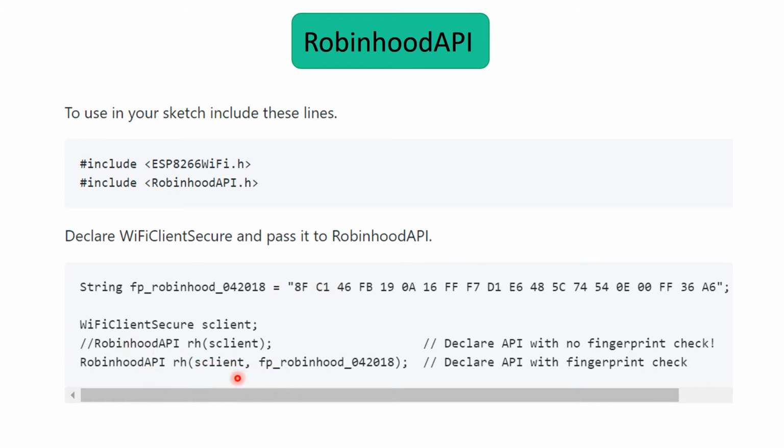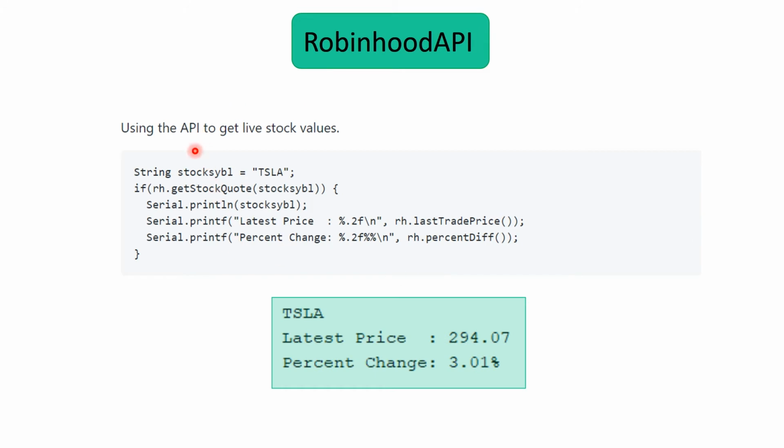If you're not going to use a fingerprint, you can just define the API this way. If you're going to use a fingerprint, define it as a string and pass that while you start the API. Remember to also pass a WiFiClientSecure. This is required for Robinhood to function correctly by connecting to Robinhood using the WiFi secure library that is included with your ESP8266.